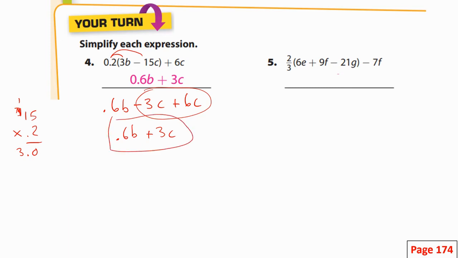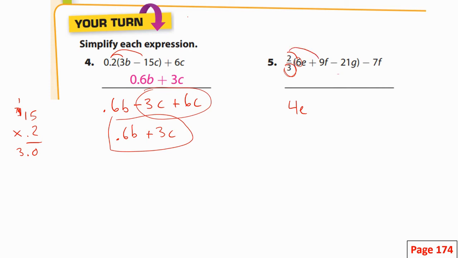Now for the next one, we have to distribute the 2/3 to each item. 2/3 times 6. Now, when I do this, I see that 3 is a factor of 6 and 9 and 21. So what I do is I do this. I'll look at 3. How many times does 3 go into 6? 3 goes into 6 2 times, and I multiply that by the numerator, 2. So that would be 4e.